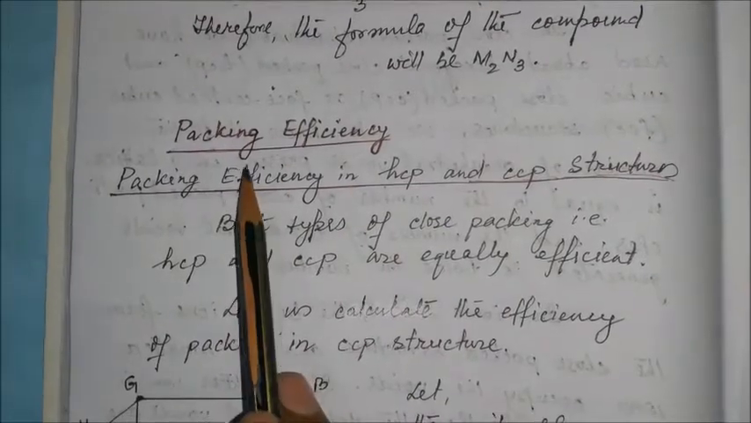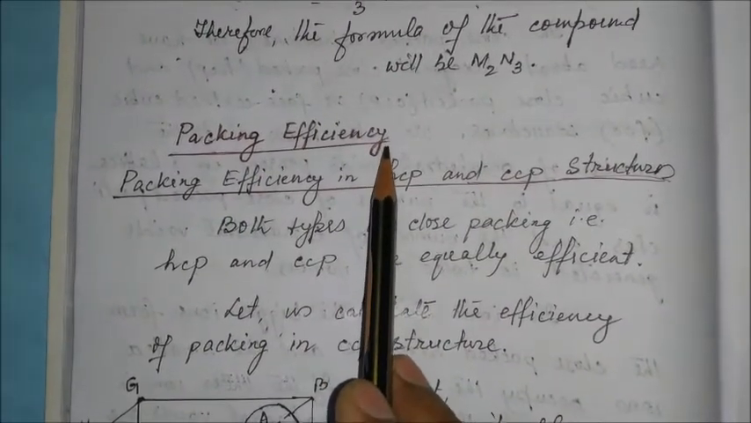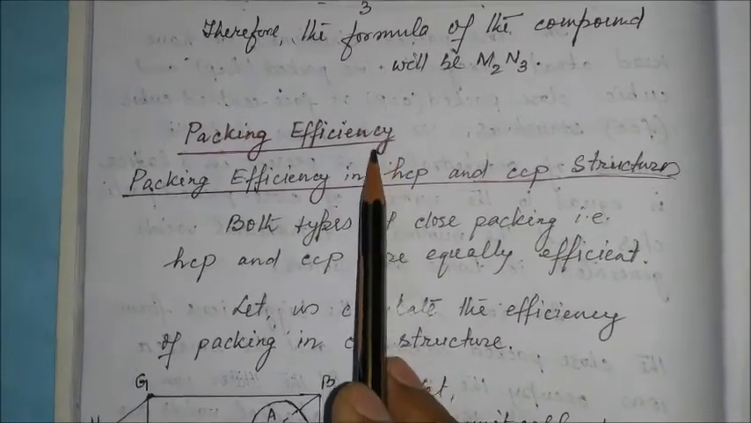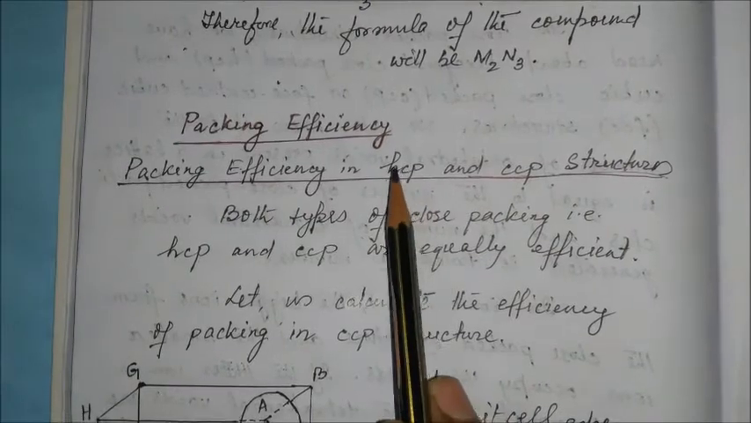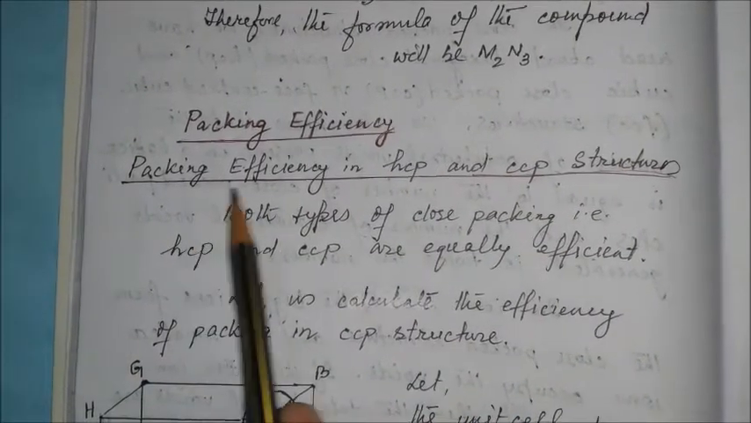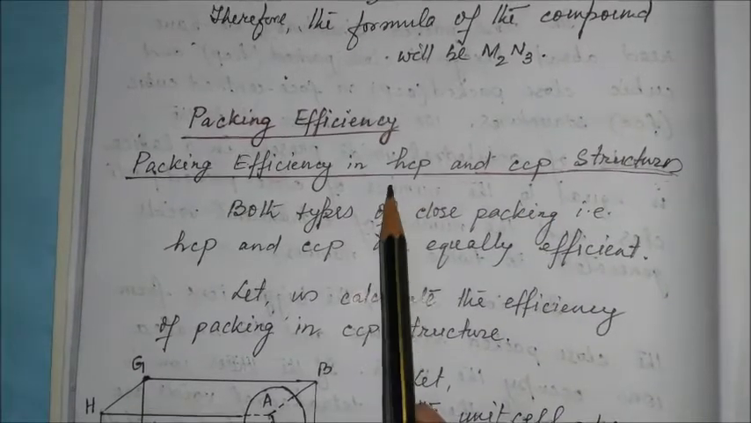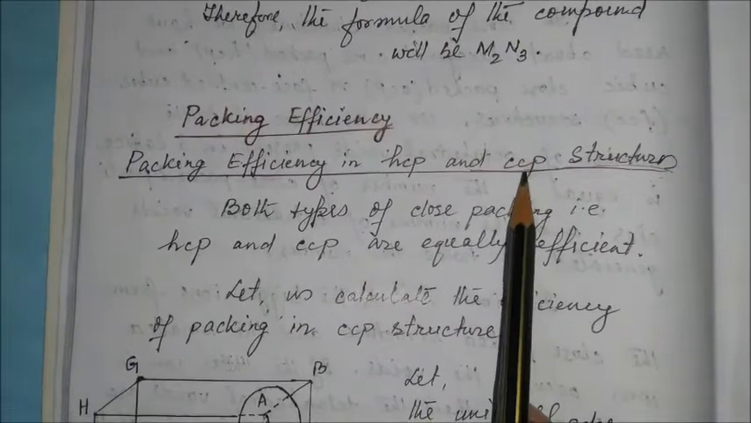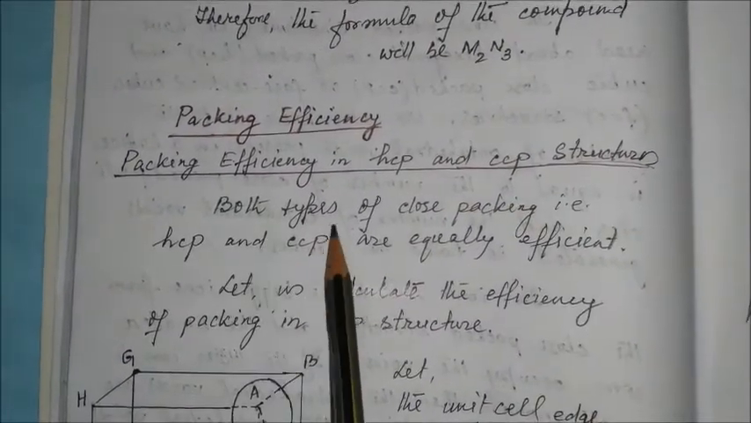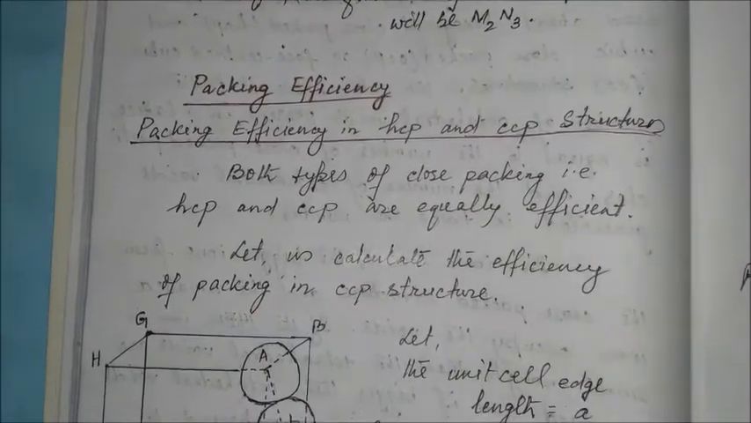Now the next topic is the packing efficiency. This packing efficiency means how much portion or percentage of the lattice is filled by the constituent particles. Packing efficiency in HCP and CCP structures. HCP means hexagonal close packed and CCP means cubic close packed structures. Both types of close packing, that is HCP and CCP, are equally efficient.